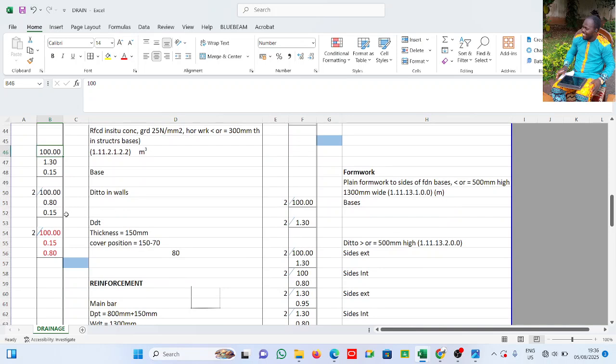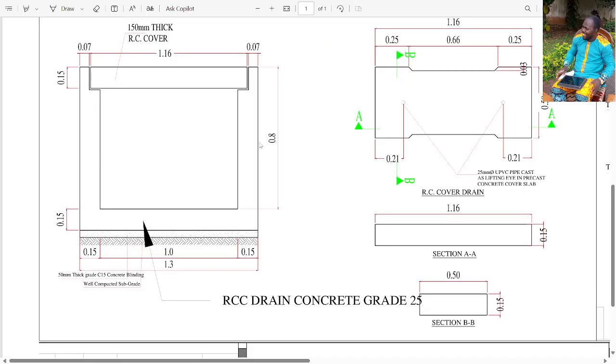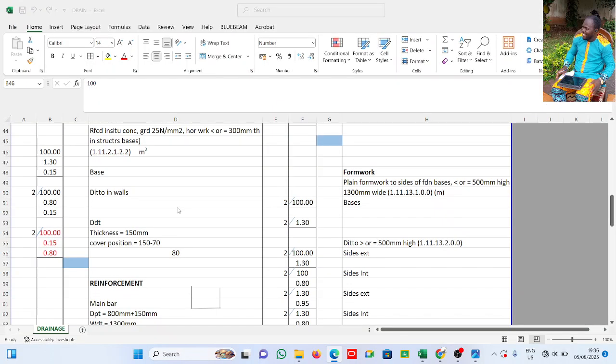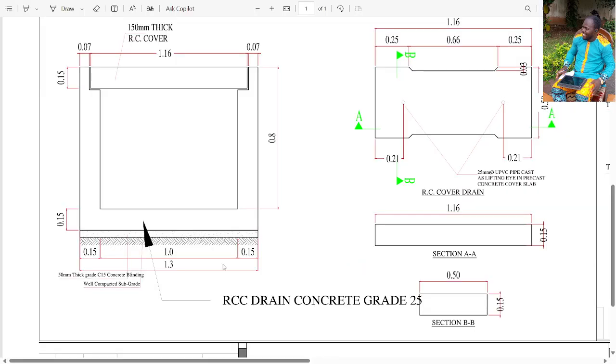The same way also for the walls. We have two walls for the drain. This is wall 1, this is wall 2. Now this thing is going 100 meters. Of course, both of them are going 100 meters. So this is basically what we have here: 100 meters by 0.8 by 0.15. The thickness of the wall is also 150.